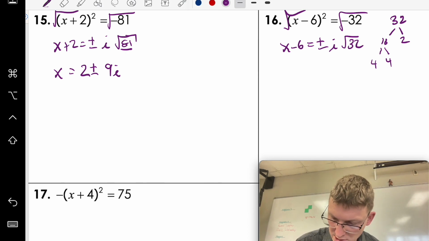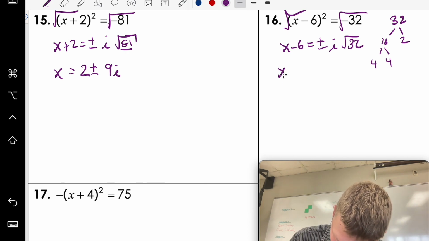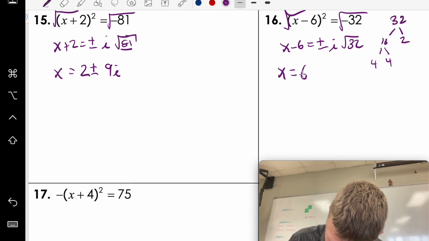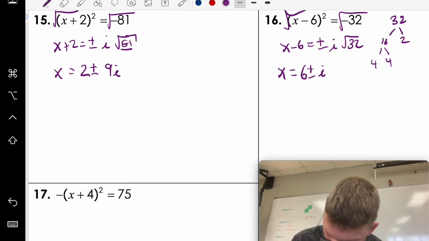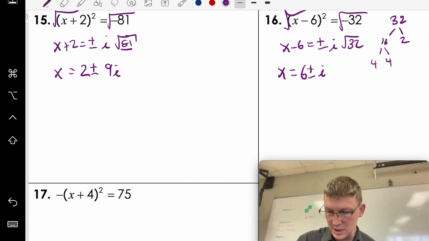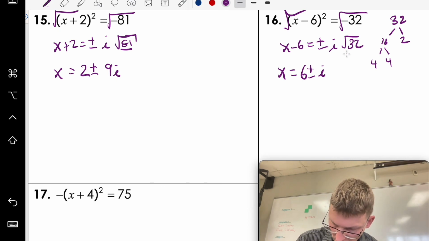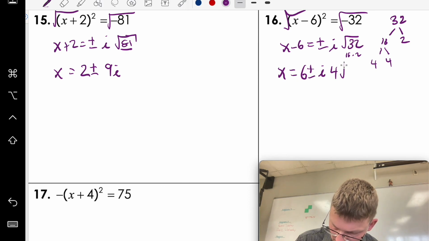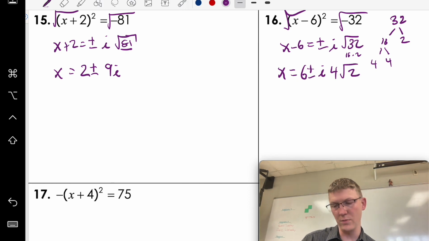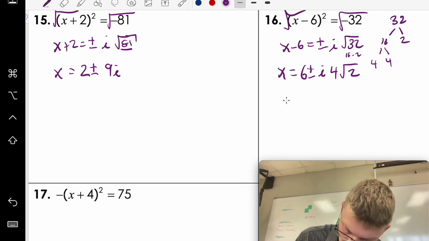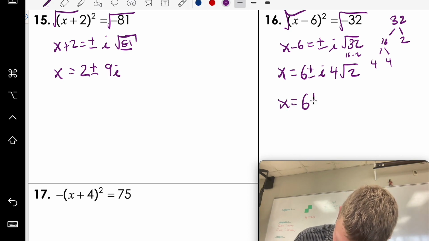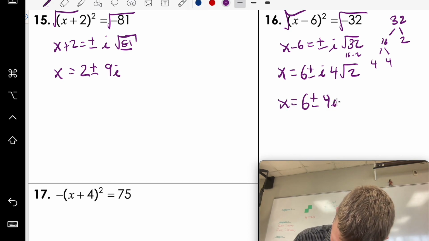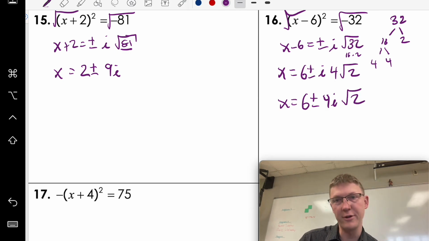So when we go back to our problem, we're going to move the 6 over. So we've got 6 plus or minus i. So then our square root of 32 is going to change into square root of 16 times 2. So that means we're going to have a 4 on the outside, square root 2. And again, if we're just going to rewrite this correctly, we're going to have 4i root 2.